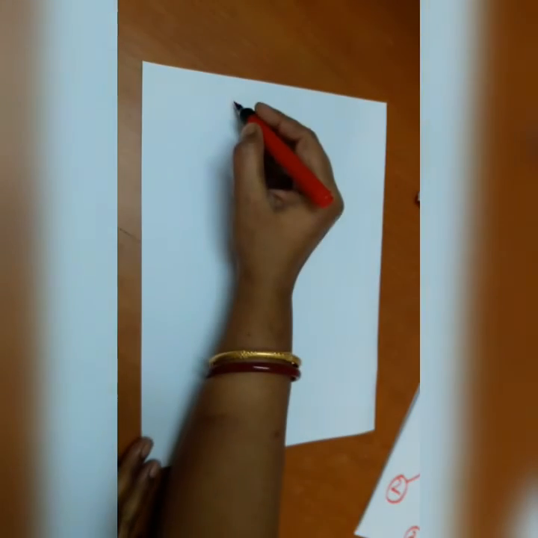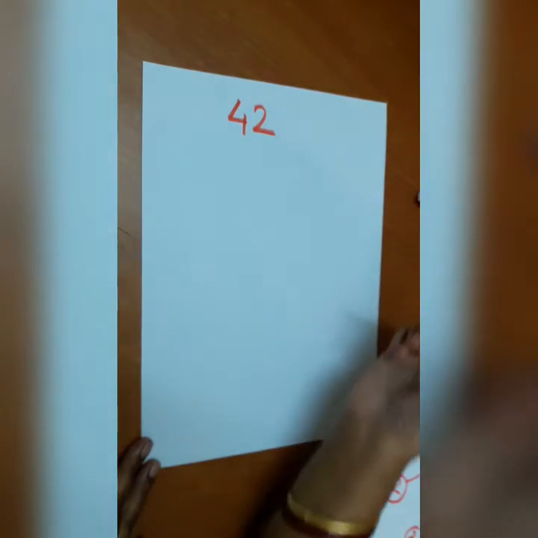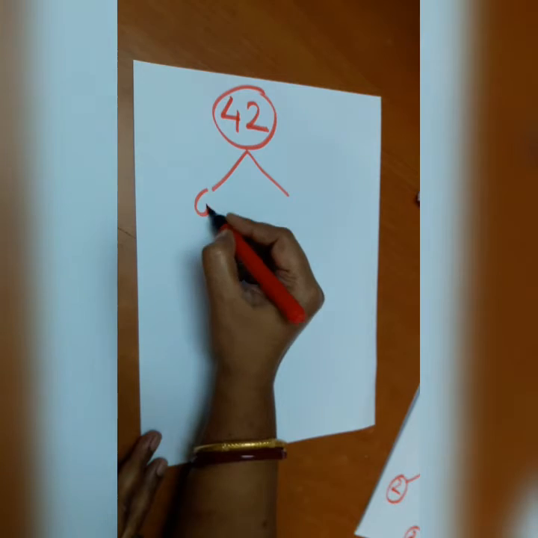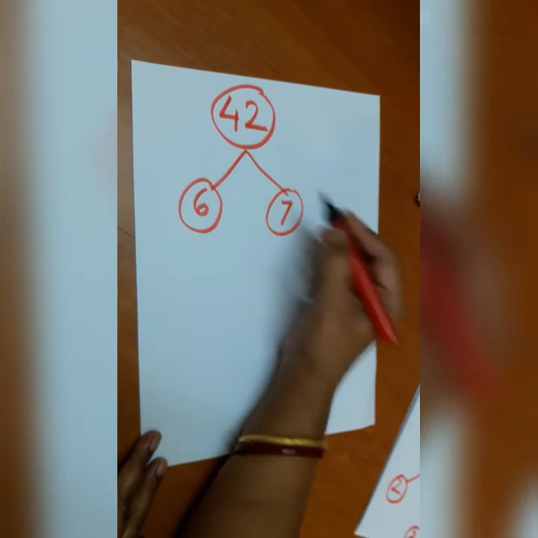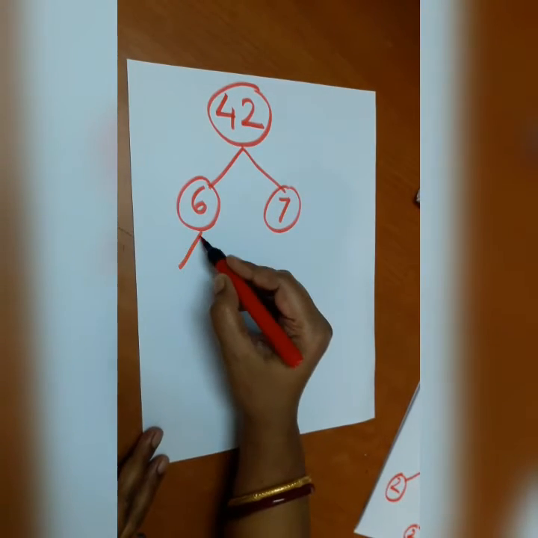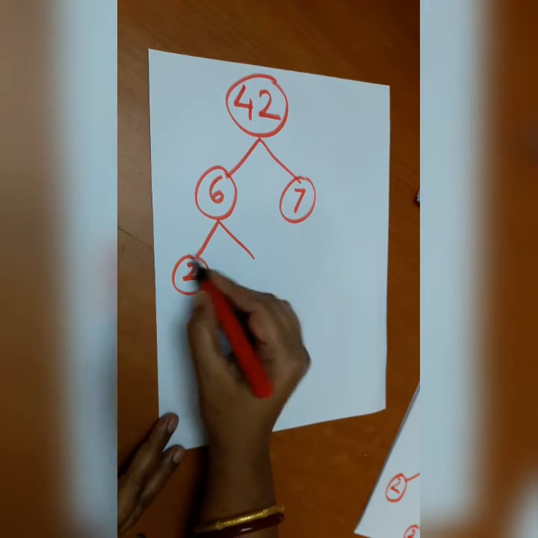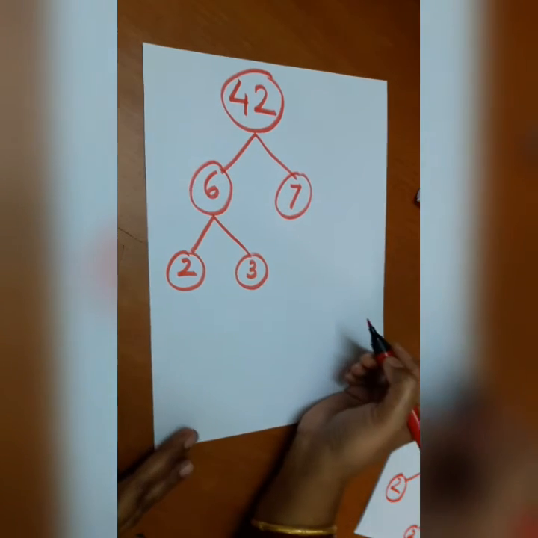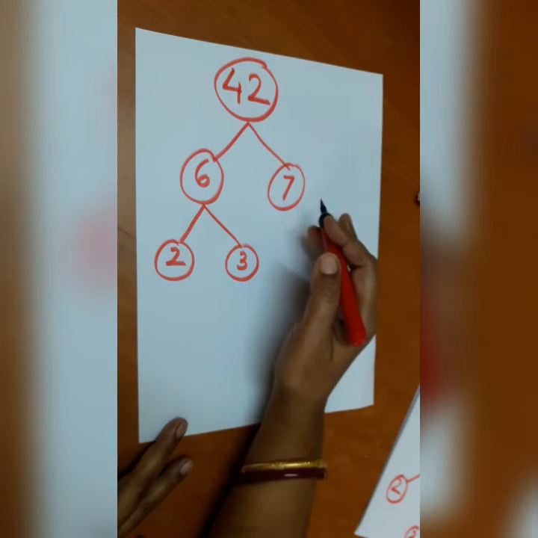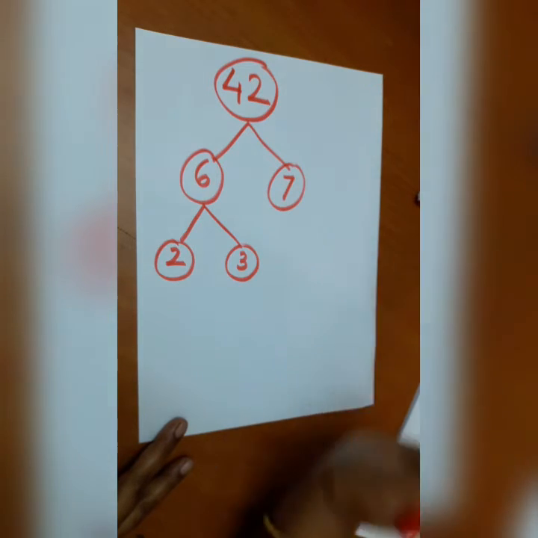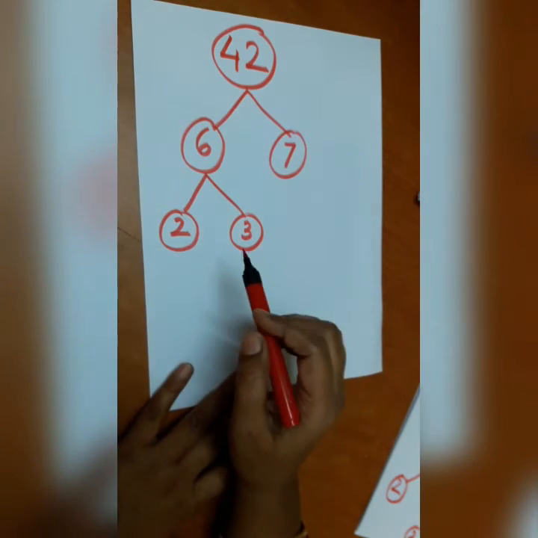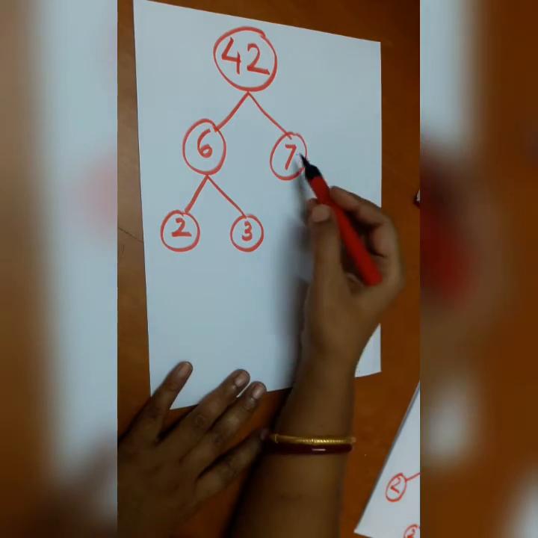Let's take the number 42. Okay, 42. We know 6 into 7, 6 sevens are 42. We know that very well because we have learnt our tables. Now 6, you can write it as 2 into 3. But 7, 7 ones are 7. It is a prime number. It does not have any other factor than 1 and itself. So now with 42 we have reached a point where we have 3 prime numbers.